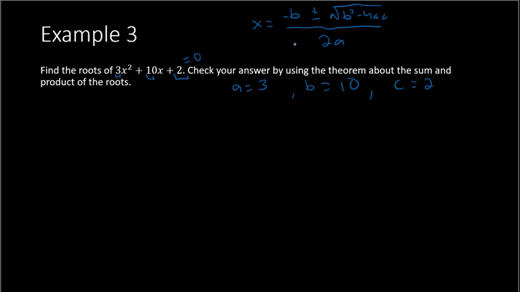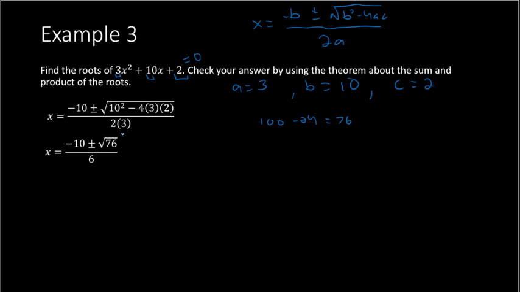Now I can plug these numbers into the quadratic formula. When you plug in the numbers, we would have this. From here, we can simplify. 10 squared is 100, and then we have negative 4 times 3 times 2, which is negative 24, giving 76 inside of the radical. Then you have 2 times 3 in the bottom, which gives you 6. The square root of 76 could actually simplify further. We could pull out factors, because 76 is a product of 2 times 38, and 38 is 2 times 19. So we have two 2's and a 19 inside of the radical.